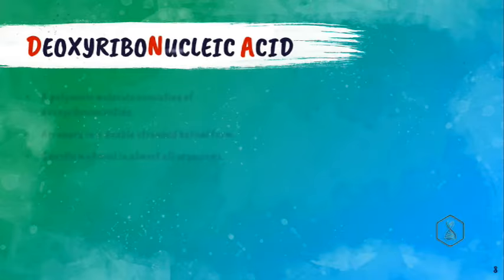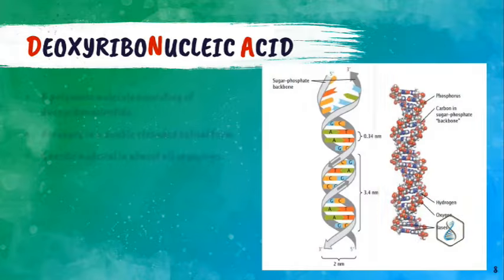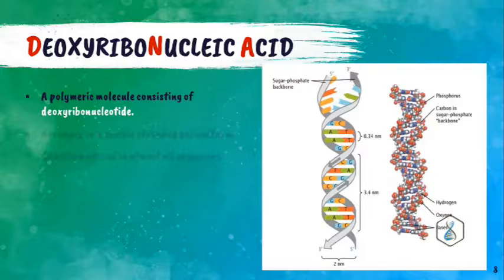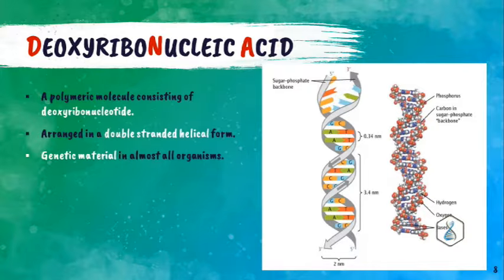Next, we look into deoxyribonucleic acid or DNA. A DNA is a polymeric molecule consisting of deoxyribonucleotides which are arranged in a double-stranded helical form and is the genetic material in almost all organisms. This picture shows the double helical structure of DNA along with the sugar phosphate backbone.